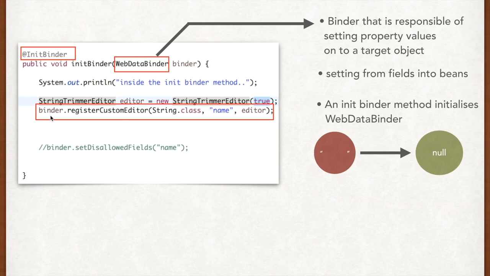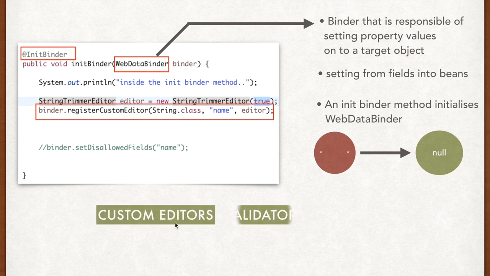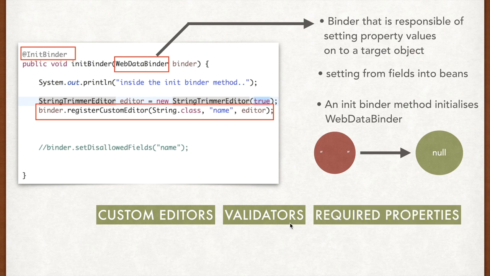So with the binder class, we can actually register the custom editors. Also, we can register the validators. I'll tell you how to register the validators using this binder class. And also, we can let the web data binder class know about the required properties. Let's say in our form, there are 5 text boxes which are mandatory. Okay, we can let the web data binder know that these properties are required.